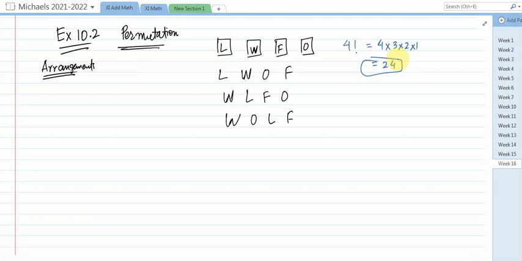So these arrangements we are going to discuss in this session, and they are very important because you will see questions from this concept in your past paper as well.